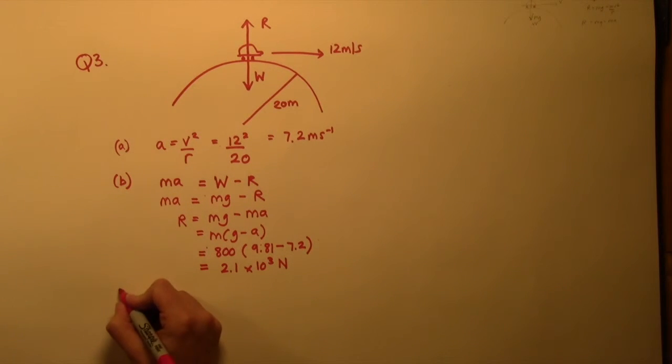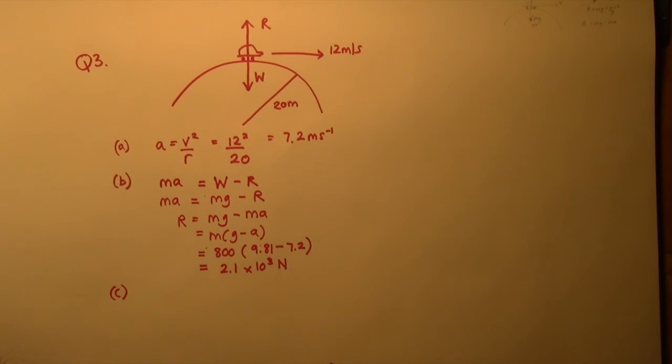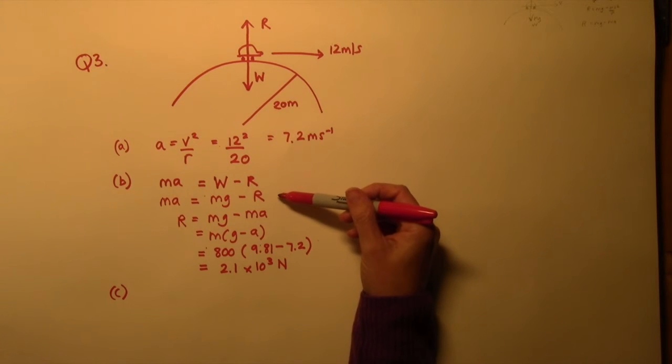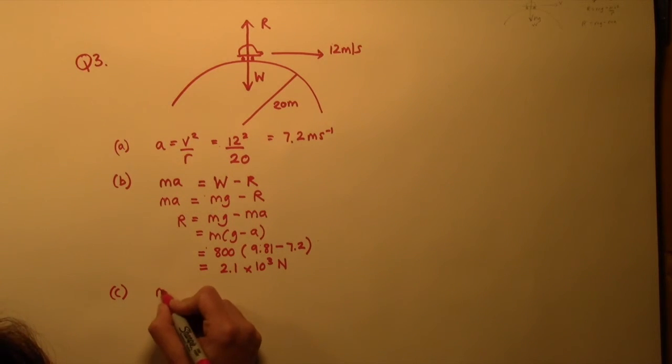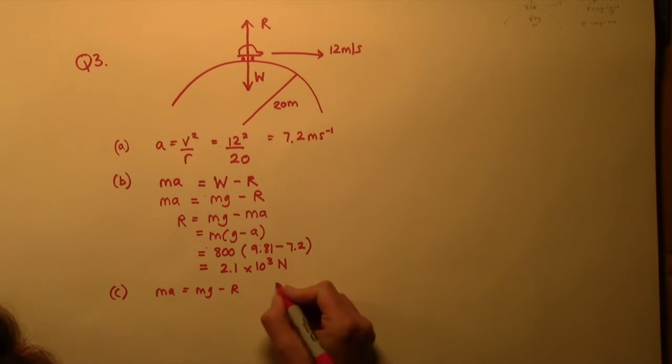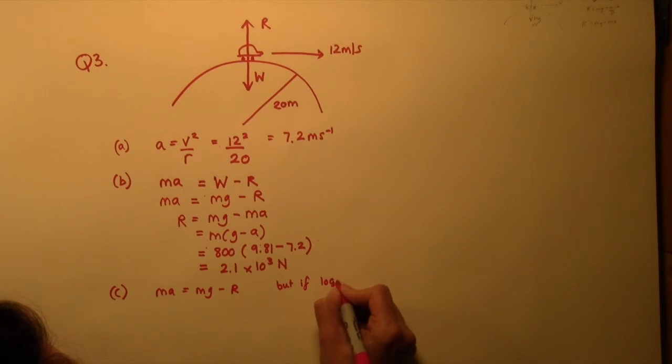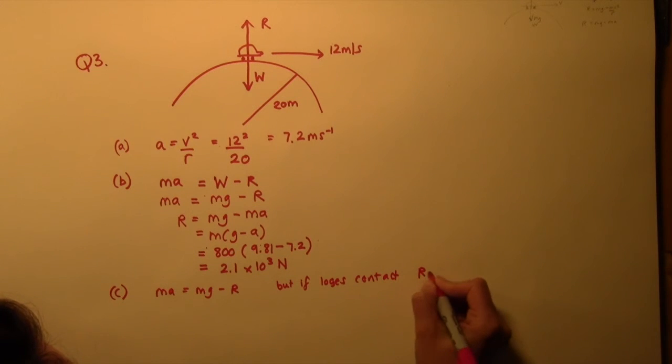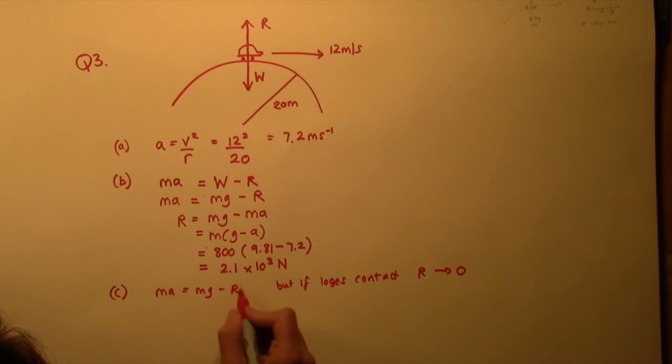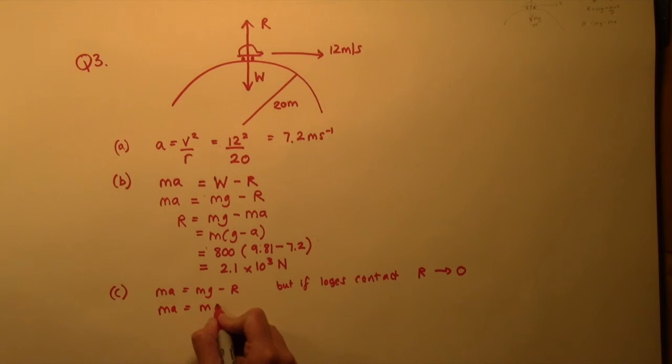Now, part C is asking, show that the car will lose contact with the top of the bridge if its speed exceeds square root of gr. For this we have to use a little bit of algebra, and we've got our initial equation here, which is saying that ma is mg minus R. If the car loses contact, then R becomes 0. So this term disappears, so we have ma equals mg, but we know from our previous equation a is v squared divided by r, so mv squared divided by r equals mg.